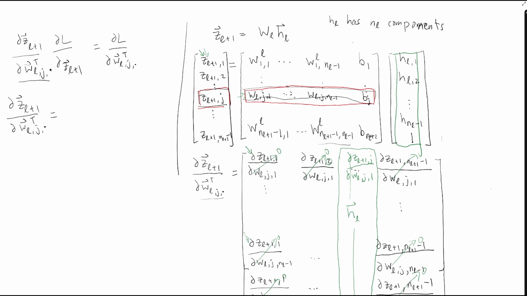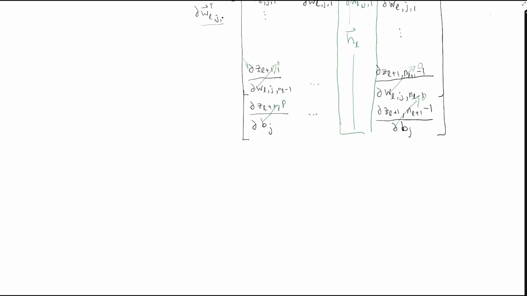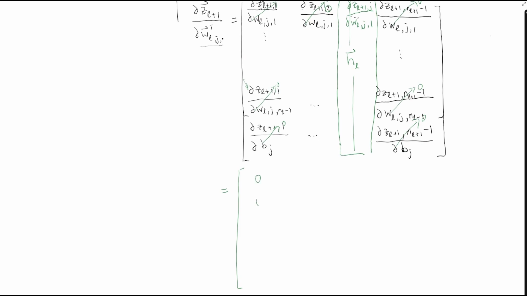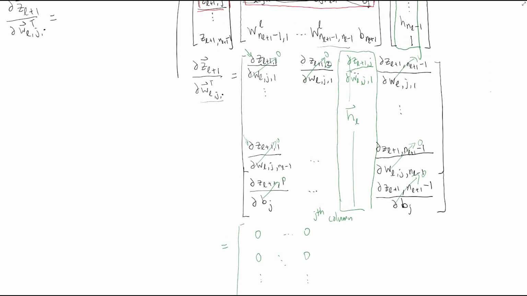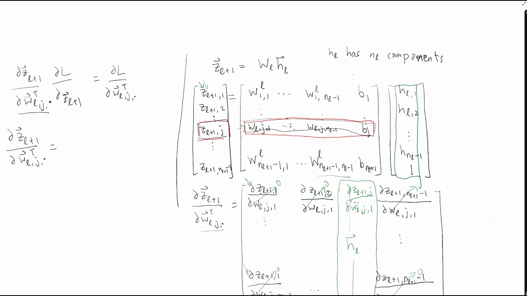Okay. So maybe we can scroll down a little bit. Okay, so I guess I'm going to continue to use green because this new computer is a bit finicky. So we have 0, 0 all the way down to here, and then we have a bunch of zeros until we get to the jth column. In the jth column, the first element is going to be partial ZL plus 1J over partial WLJ1. So what is the derivative there? Well, you just have to look here. So ZL plus 1J is going to be equal to the inner product here. So we're going to have a term that looks like WLJ1 times HL1.